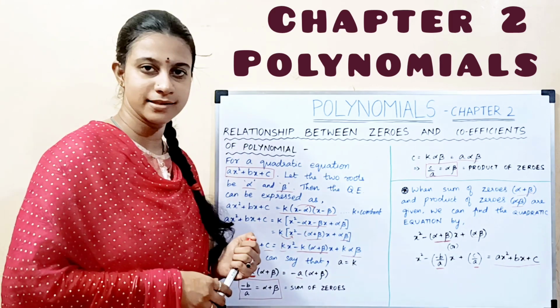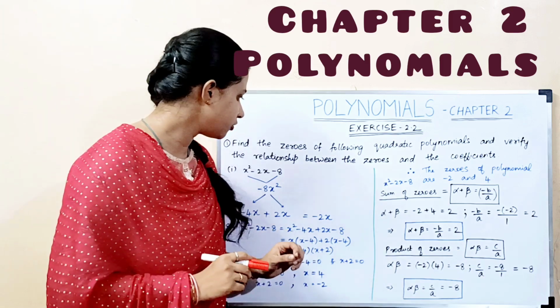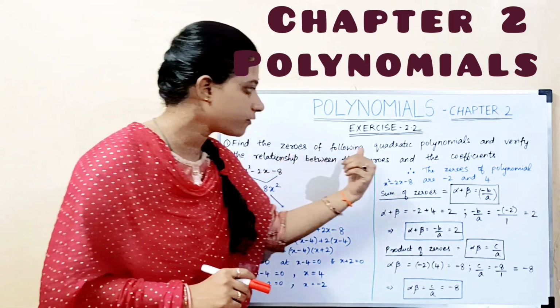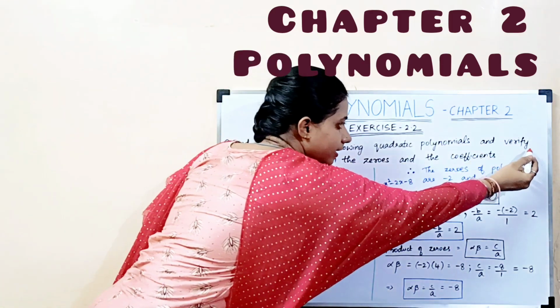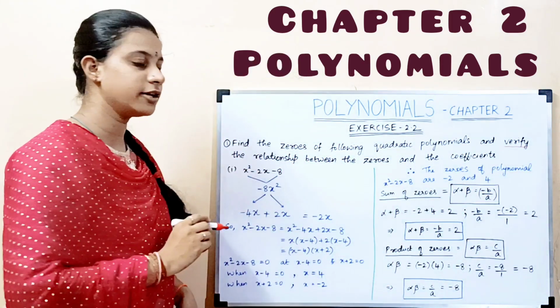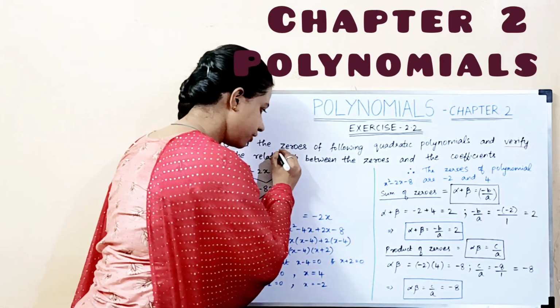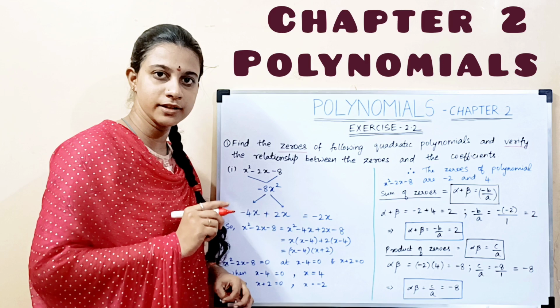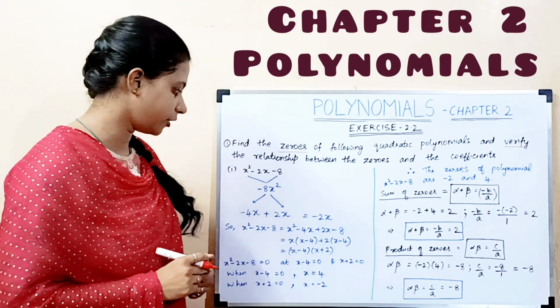Now let's get into the exercise 2.2. So in exercise 2.2, the first question reads that find the zeros of the following quadratic polynomials and verify the relationship between the zeros and the coefficients. So in the first part we have to find the zeros and then we will verify the relationship between zeros and the coefficients of the polynomial.